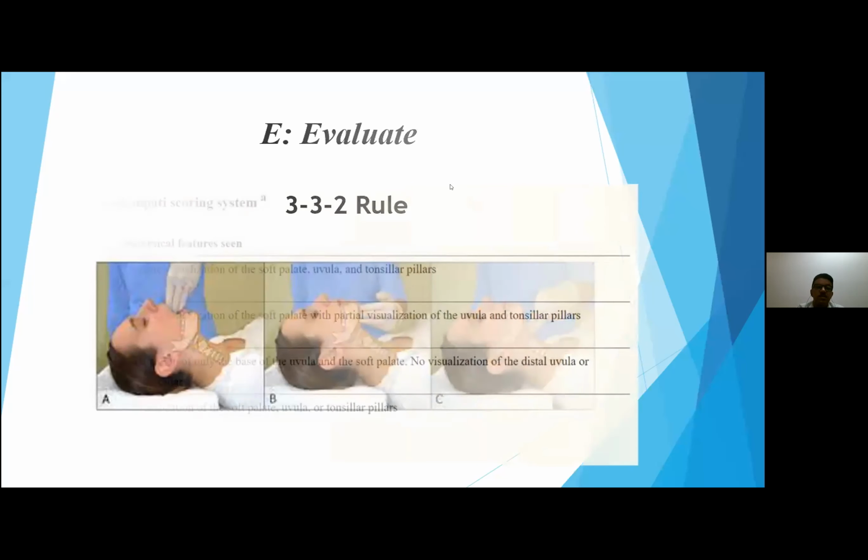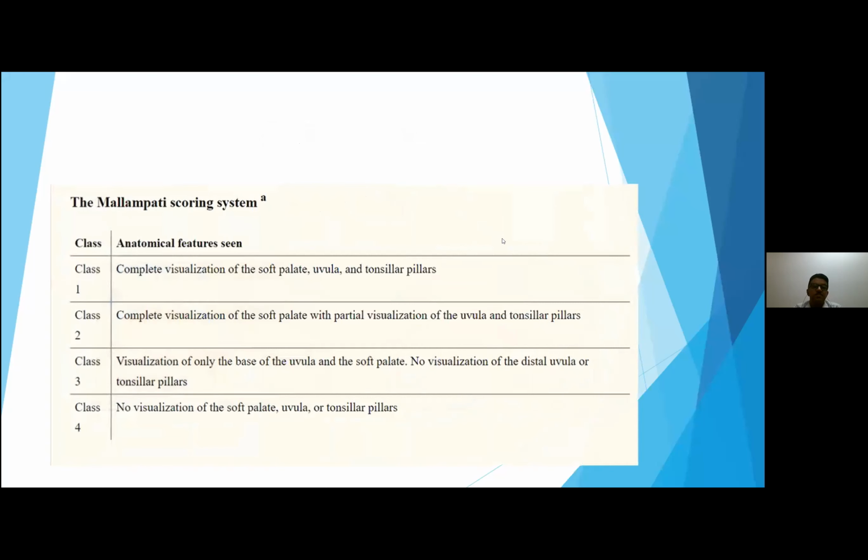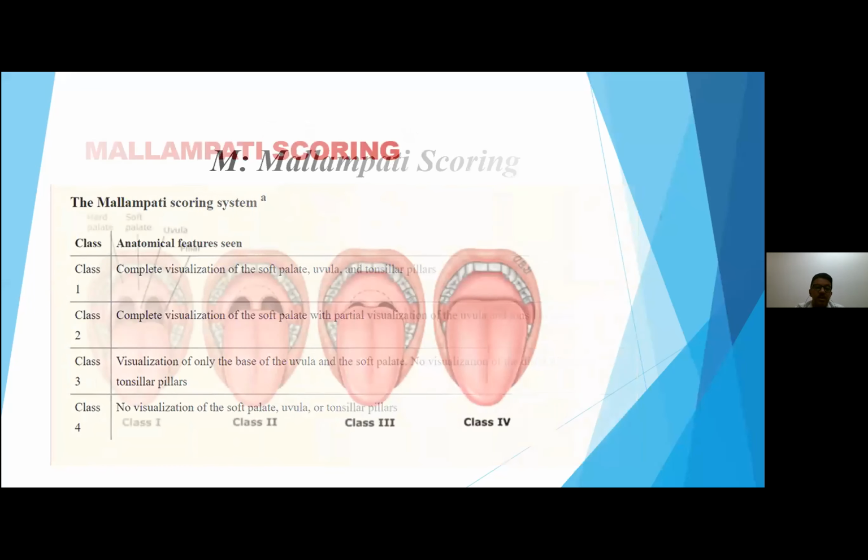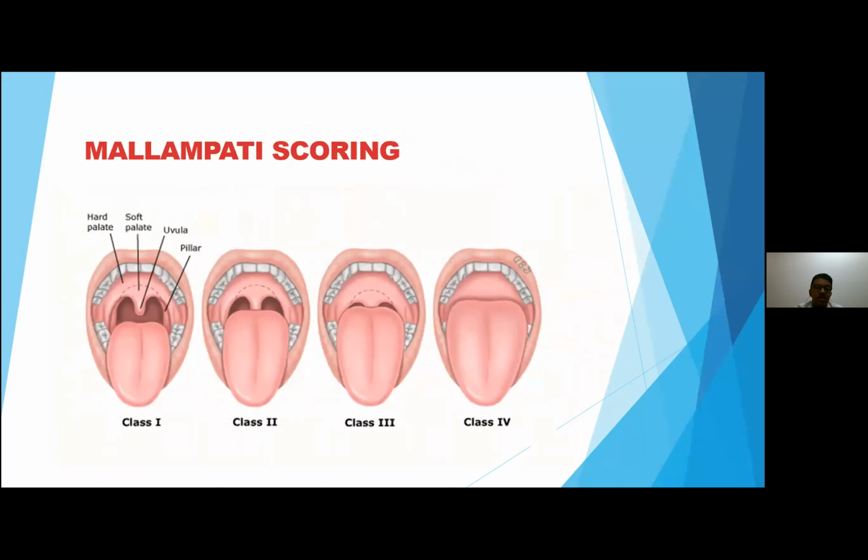Okay, Mallampati scoring, it is a score to see which class the oral cavity is. So we'll go to this picture. Okay, so this is class 1, 2, 3, 4. They consider class 1 easy, very easy for intubation. Class 4 is difficult intubation.